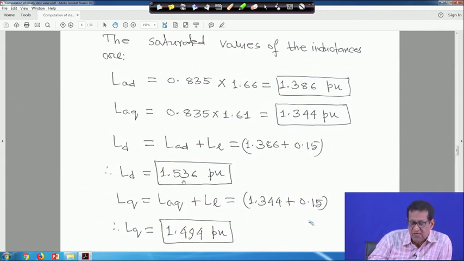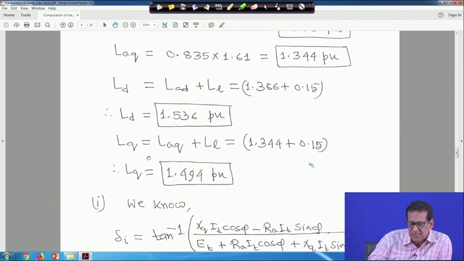So, it comes about 1.536 per unit, right. Similarly, LQ is equal to LAQ plus LL. So, it is 1.344, because here it is 1.344 we have computed, plus 0.15. So, LQ is 1.494 per unit.